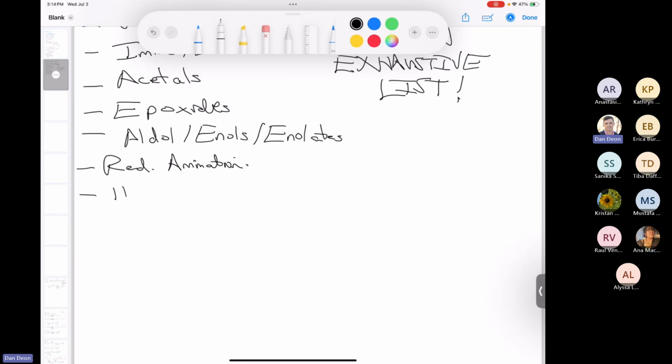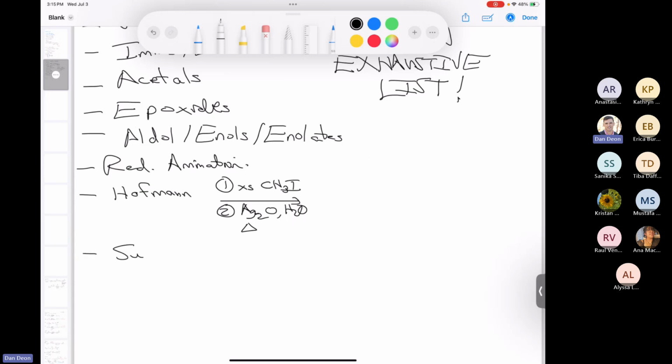Also, Hoffman elimination. If you remember, we went over the Hoffman elimination. We talked about Hoffman and Zaitsev in Organic 1, but in Organic 2, that's when we actually talk about the Hoffman elimination, where in the first step you use excess iodomethane, and then in the second step you use silver oxide as your base, and water and heat. Okay, so silver oxide. Anyhow, so Hoffman elimination is something that we covered.